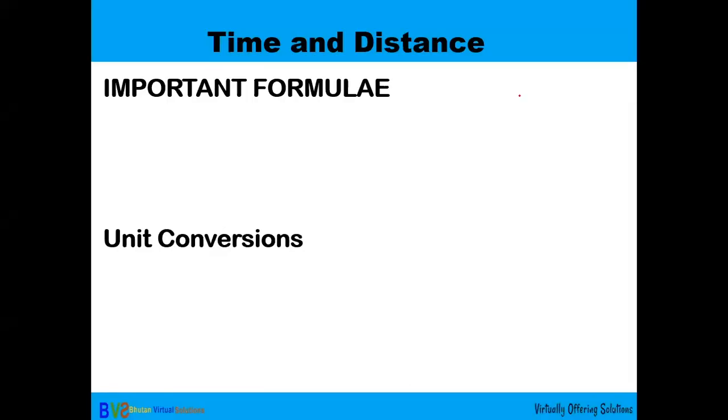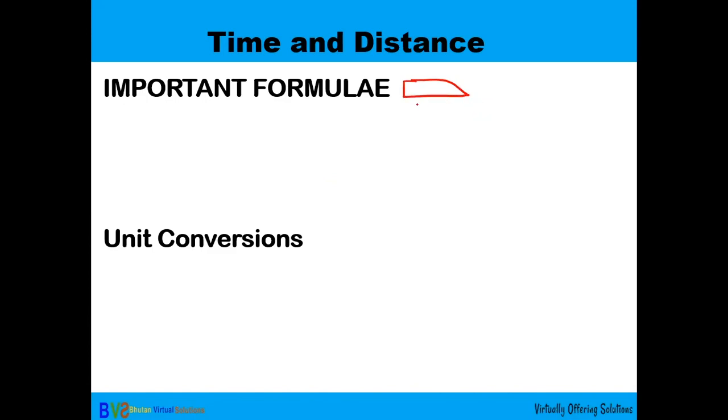Time and distance. What you need to know here is that in the exam, time and distance questions usually reference a train. For example, a question with two trains, or one train passing something, usually with a very typical setup.